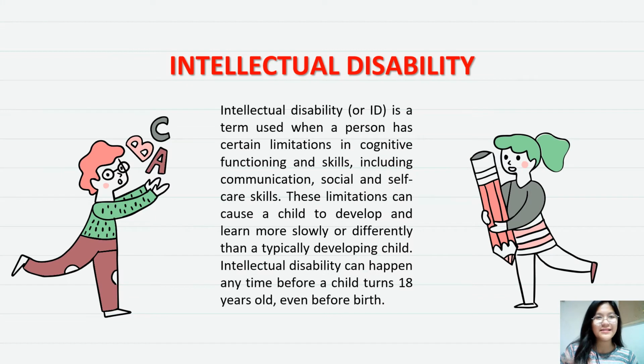So what is intellectual disability? Intellectual disability, or ID, is a term used when a person has certain limitations in cognitive functioning and skills, including communication, social, and self-care skills. These limitations can cause a child to develop and learn more slowly or differently than a typically developing child. Intellectual disability can happen anytime before a child turns 18 years old or even before birth.